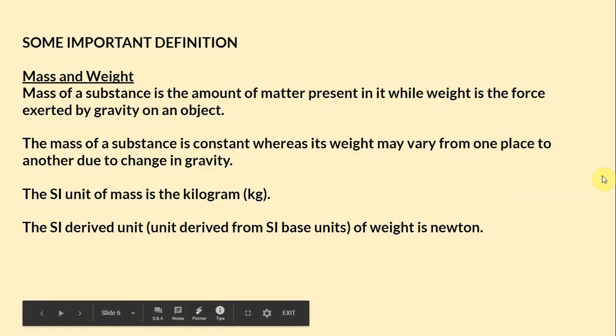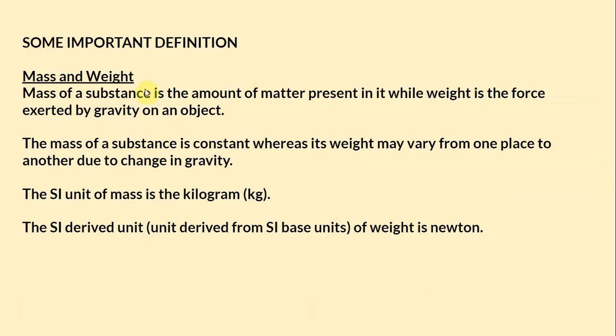We have to see some important definitions: mass and weight. The mass of a substance is the amount of matter present in it, while weight is the force exerted by gravity on an object. This is the definition of mass, and this is the definition of weight.